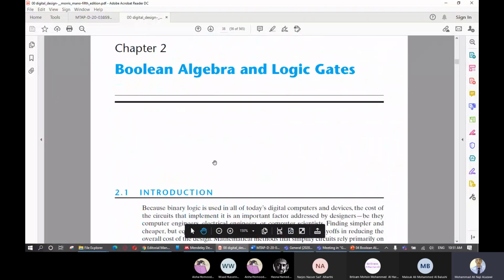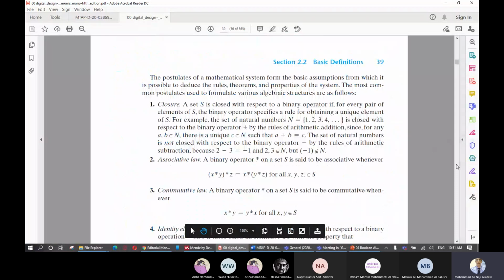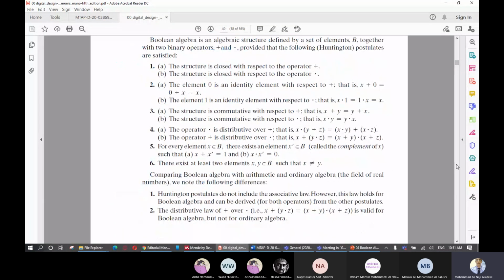So Boolean algebra, this is what we were discussing, and this is the proof I want.